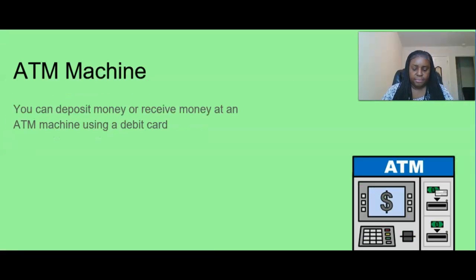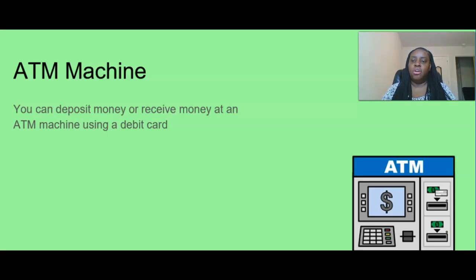ATM machine. You can deposit money or receive money at an ATM machine using a debit card. Once you open an account, a checking account or a savings account, they'll give you a card, and the card will have your name on it and a bunch of numbers.